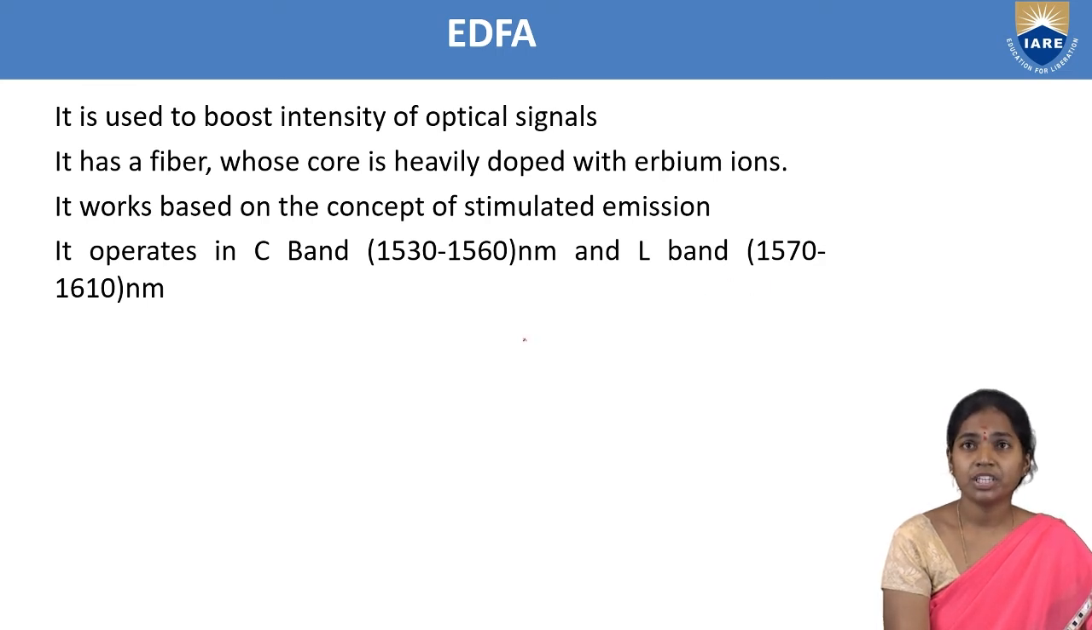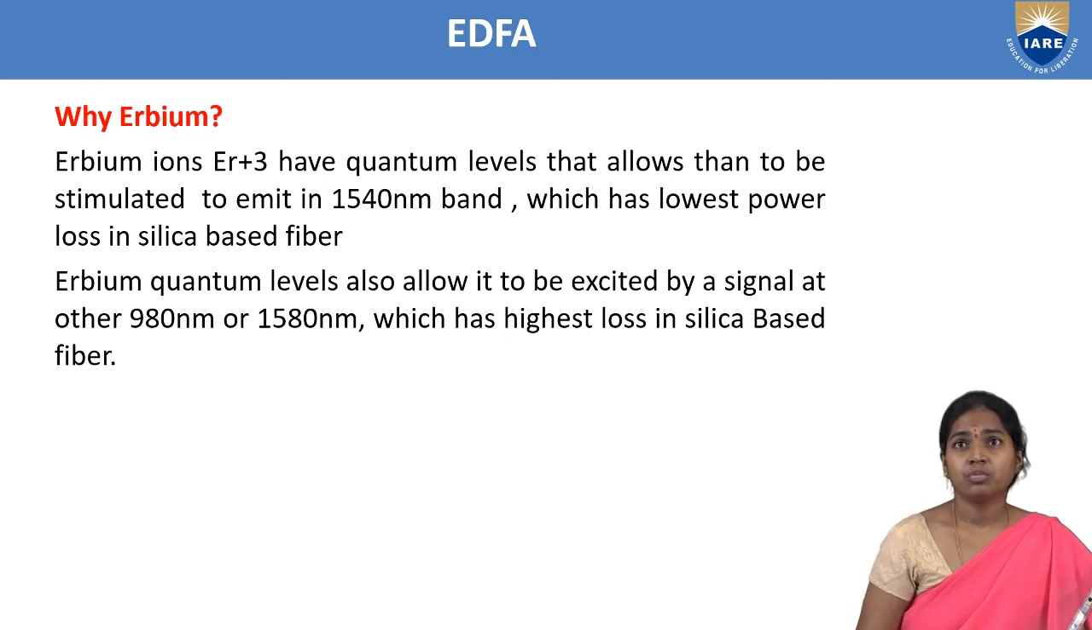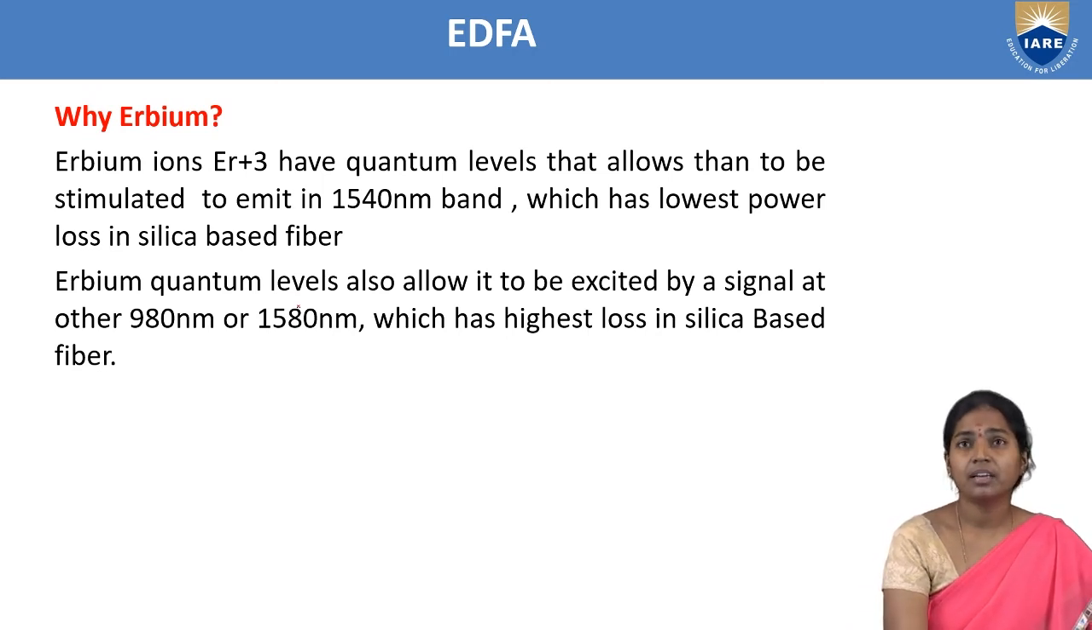So in telecommunication, the ranges are 1530 to 1560, and in the L band, 1570 to 1610 nanometers. So here EDFA operates in the bands C and L. The C band range is 1530 to 1560, and the L band range is 1570 to 1610 nanometers. So why do we go for erbium, meaning the ions here.